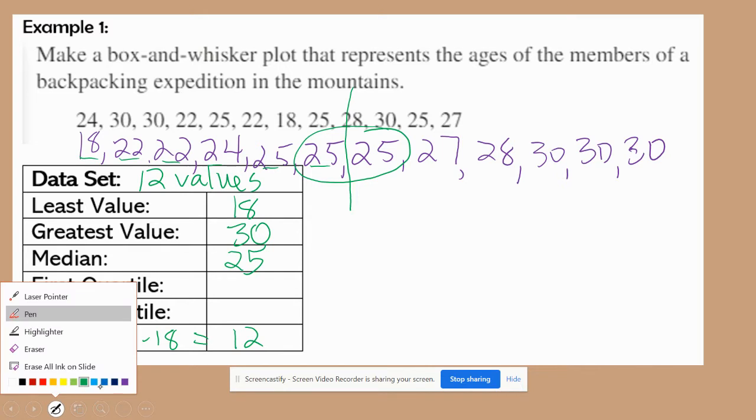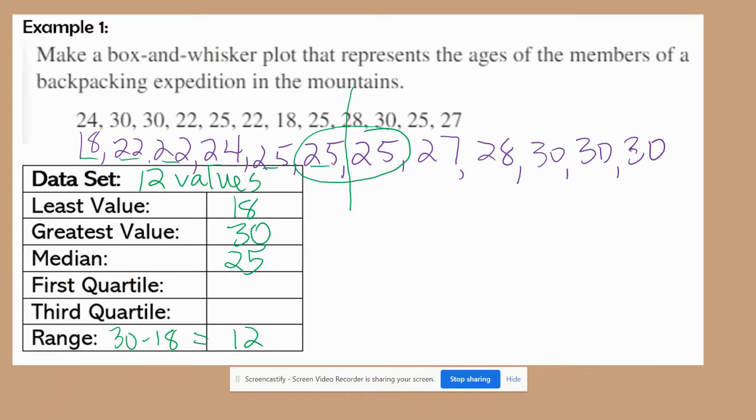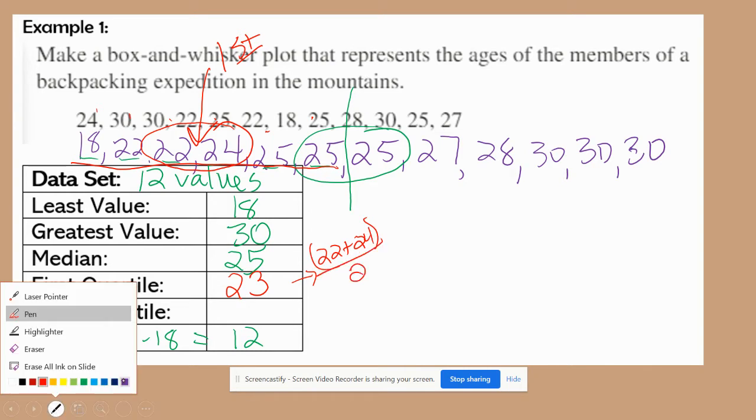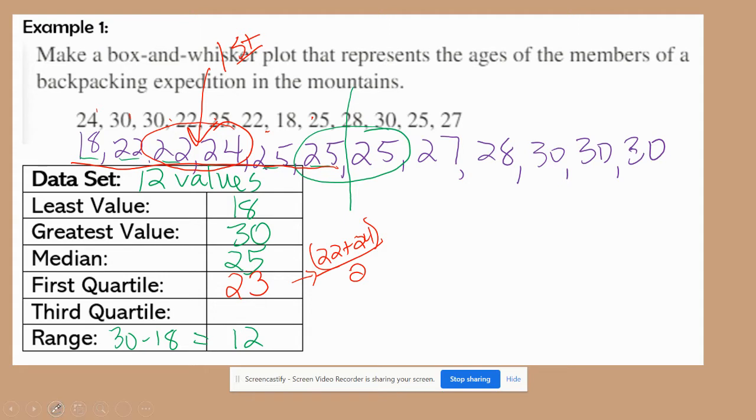For our first quartile, we go through this left half and we find halfway again. Now there's 1, 2, 3, 4, 5, 6 values in that half. So we're in between 22 and 24. Halfway between 22 and 24 is 23. And again, you could find that from doing 22 plus 24 divided by 2. So that's our first quartile, or the first quarter of our values.